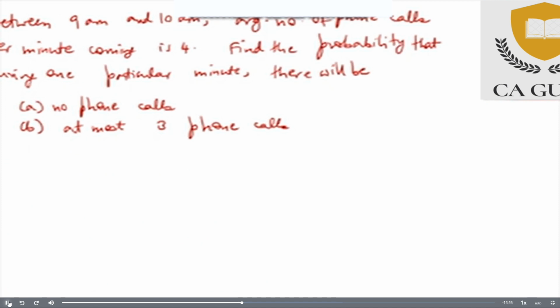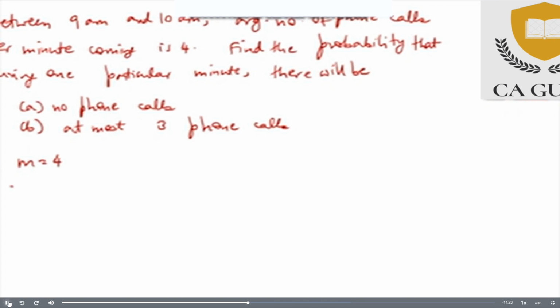Between 9 am and 10 am, the average number of phone calls per minute coming is 4. Find the probability during one particular minute that there will be no phone calls, at most 3 phone calls. Okay, so first let's take part A. The average number of phone calls coming per minute is 4. m is equal to the average, which is 4.